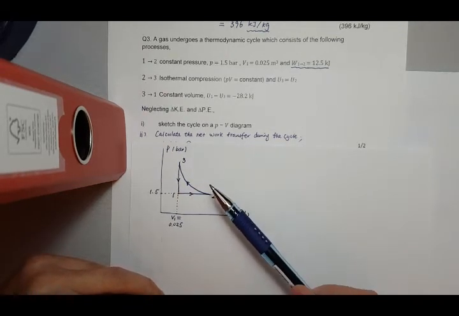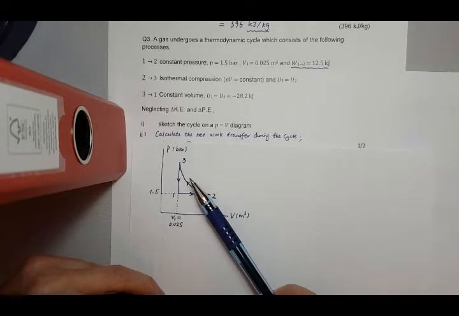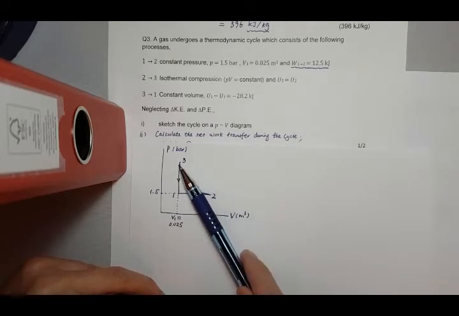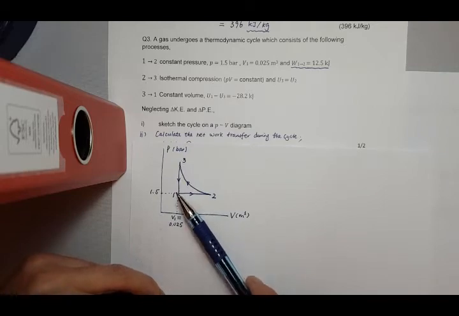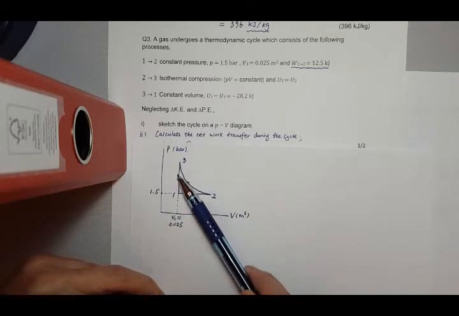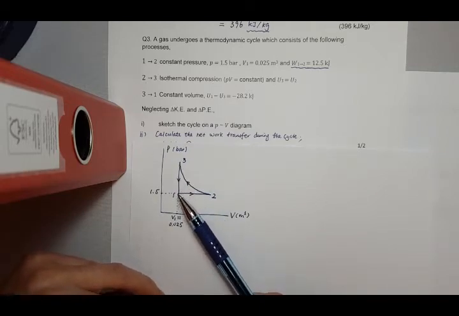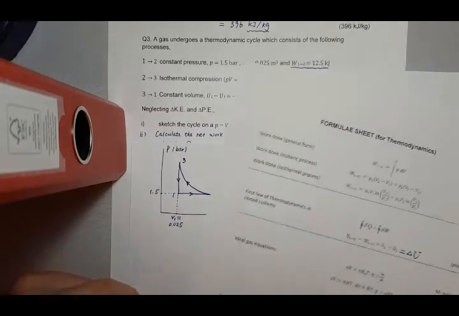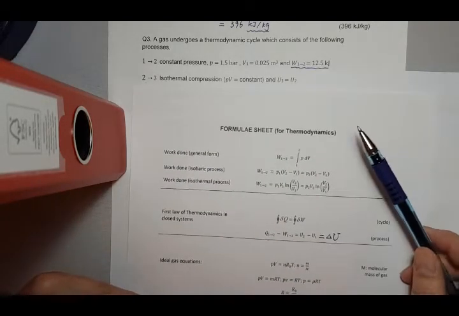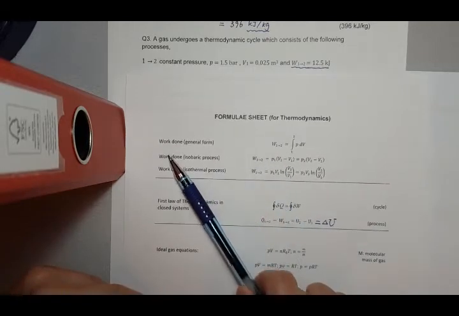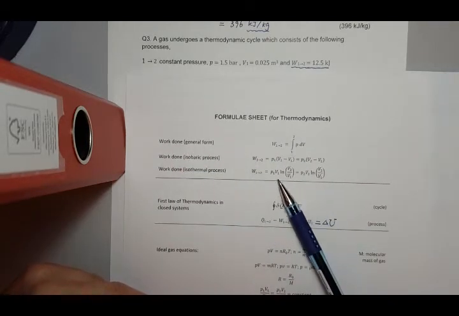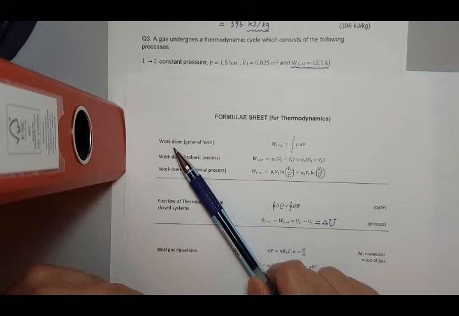Okay, so the easiest way may actually be the work done from 3 to 1. This is because 3 to 1 is an isometric process. So if we have a look at the formula sheet, we have 3 equations here. They are used to calculate the work done.